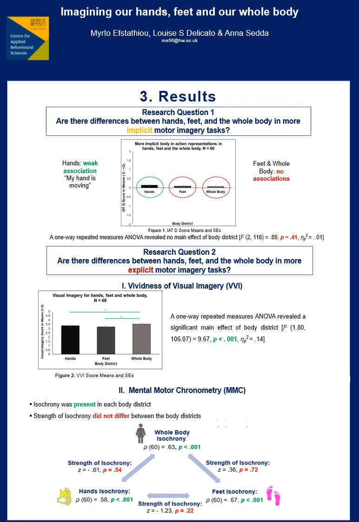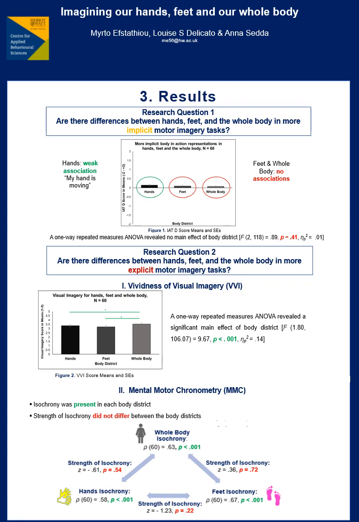In terms of results, we did not find a main effect of body district on the more implicit task. However, participants did indicate that they associate their hands with a motor imagery attribute, whereas no associations were found for the feet and the whole body. Now, in terms of the visual imagery, we found a main effect of the body district, with participants reporting a clearer image of their whole body than their hands and their feet.